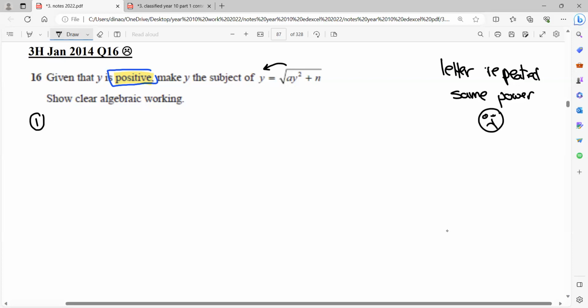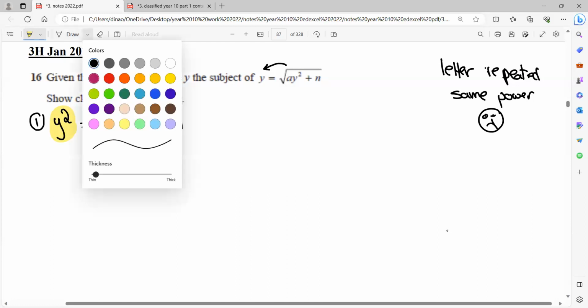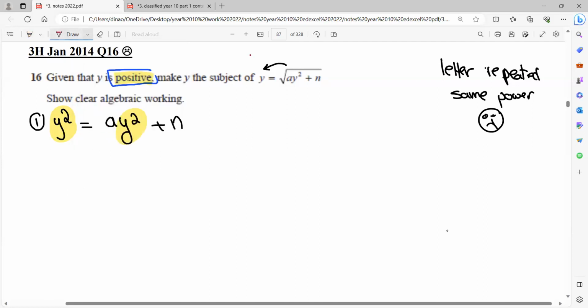So you end up with y squared equals ay squared plus n. So now this is a question in which the letter is repeated with the same power. بس احنا we did not do this yet. So now we have the same power type. How do I continue from there? To continue from there, you have to check the 3 steps that we said.